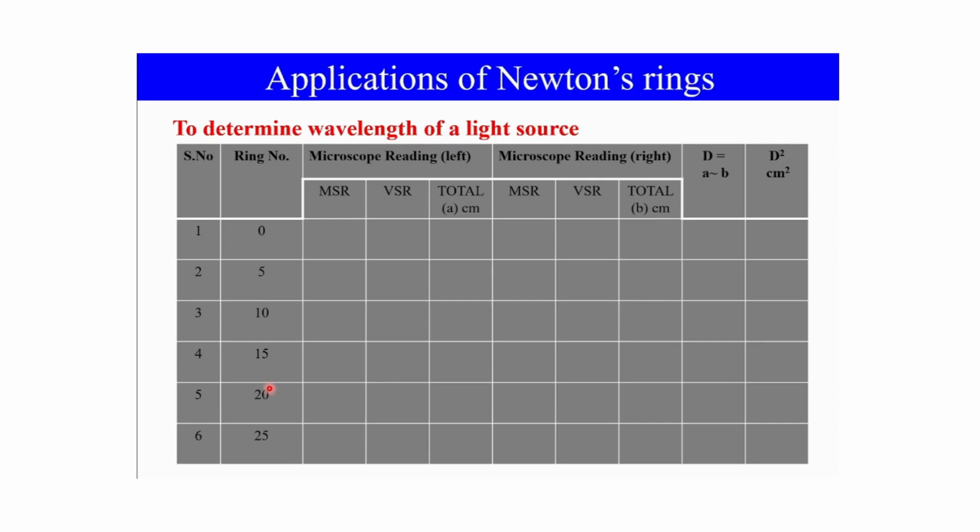At the 20th ring, again measure the MSR value, VSR value and the addition of MSR and VSR, which will give the total reading. Like this, you can repeat the same procedure from the 25th ring to the 0 ring on the left hand side and the 0 ring to the 25th ring on the right hand side. Again, all the values are tabulated in the table.